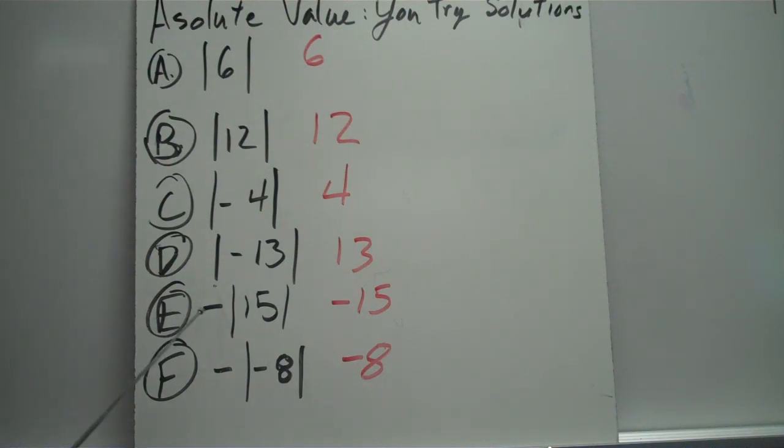So now we want the opposite of the absolute value of 15. So the absolute value of 15 is 15, because it's 15 spaces away from 0. And then we need to find the opposite of 15, which is negative 15. And then finally, the opposite of the absolute value of negative 8. Well, negative 8 is 8 spaces away from 0. And then we need to find the opposite of 8, which is negative 8.